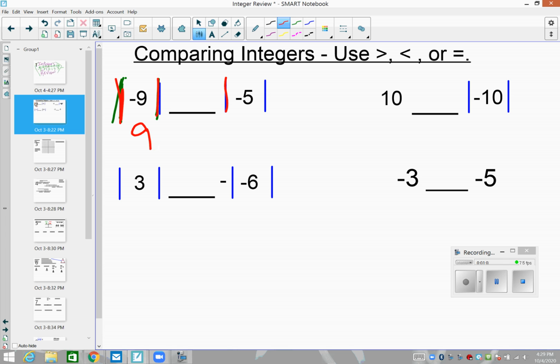Remember, you have to get them on the bars first. Absolute value of -5 would be +5. And then we compare. Which number is bigger? 9 is. So 9 is greater than 5. Alligator eats the biggest number. Reminder to get it out first.